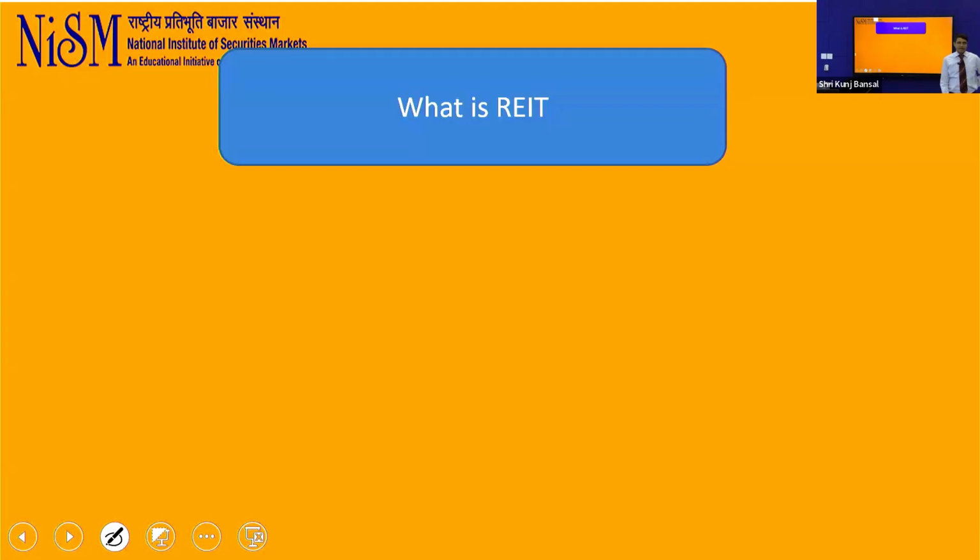Can somebody quickly type what is a REIT? The topic that we have been talking about. So we have discussed that it's a way to invest in real estate, number 1 point. Number 2, it's the conversion of physical asset to financial asset. So that's the other point.